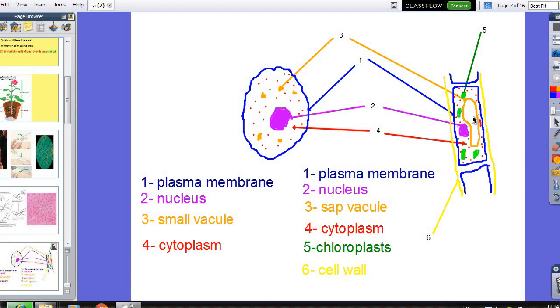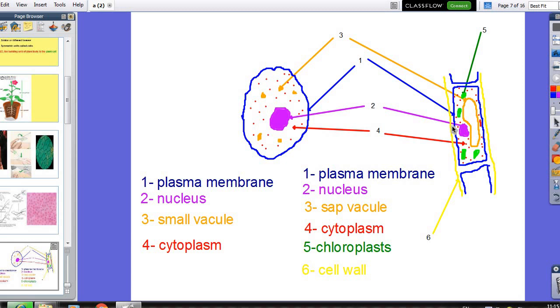So animal cells and plant cells both contain a plasma membrane on the outside, a nucleus inside, and a small vacuole in the animal cell and a large vacuole in the plant cell. Also we have very small particles or dots, like we see. These dots are called cytoplasm. Cytoplasm is in red, label number 4.